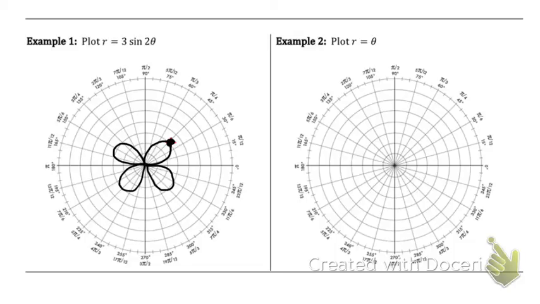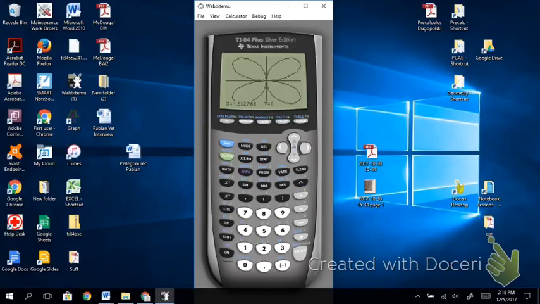Okay, now I want us to graph the next one. Okay, so I'm going to plot the next one with you. So we are going to do R equals theta. And if you're not zoomed properly, it's going to tell you you're not zoomed properly, so I'm going to go back to zoom standard.